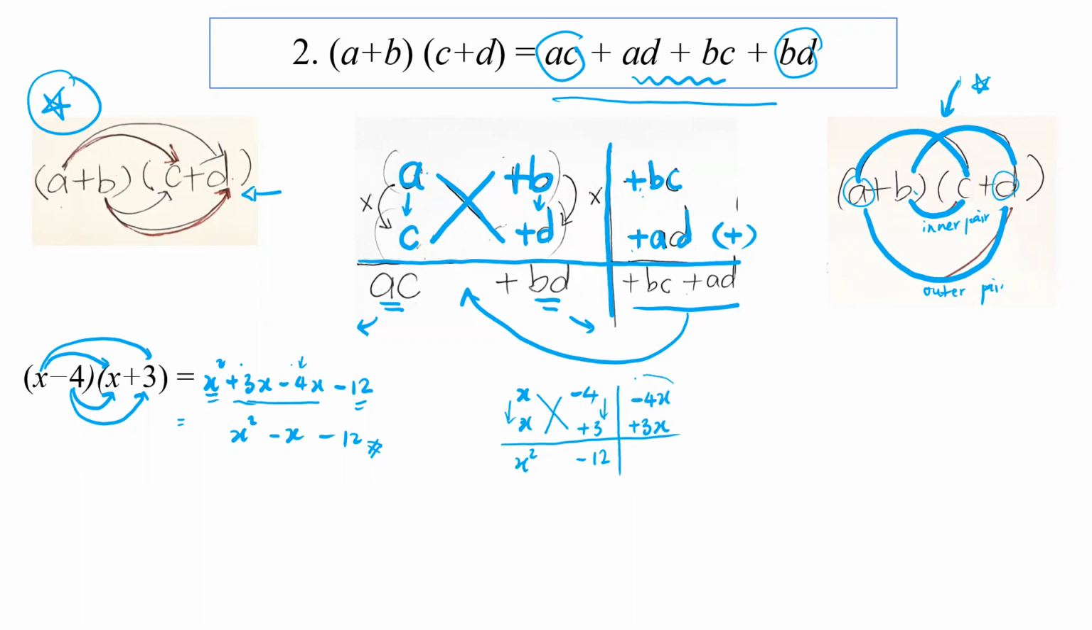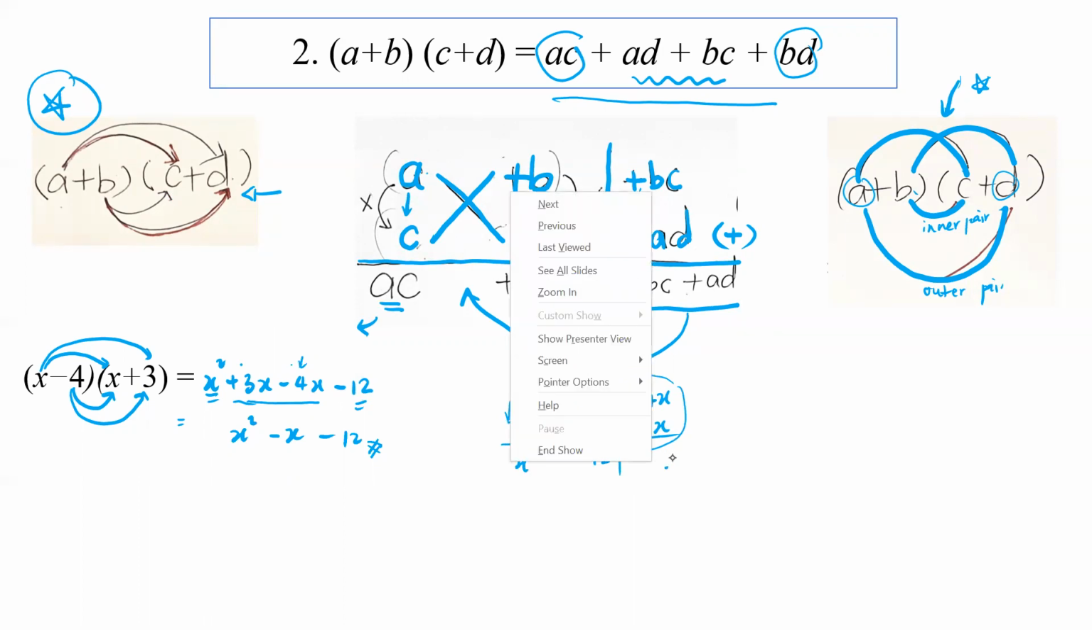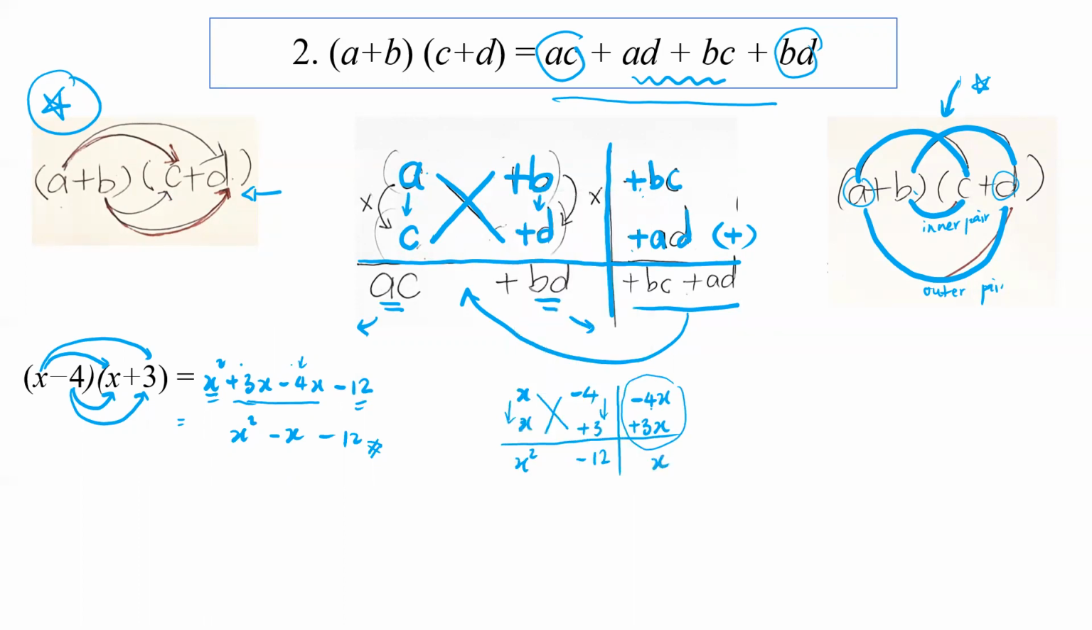And what are we supposed to do with this? Different sign, we find the difference. So the difference will be 1x. And who is the big boss here? The big boss is 4, so the answer is negative. Let's rewrite the answer. It will be x squared, putting this one in the middle, minus x minus 12. Same answer as the first method.